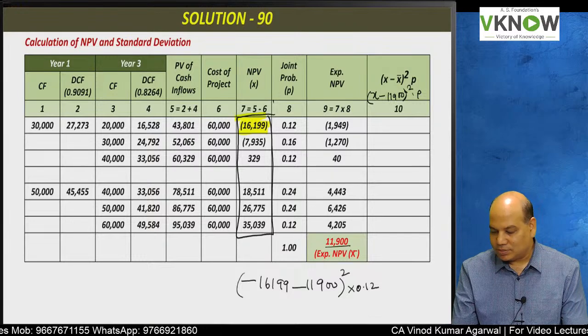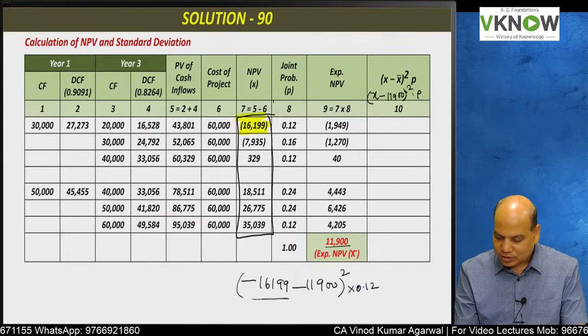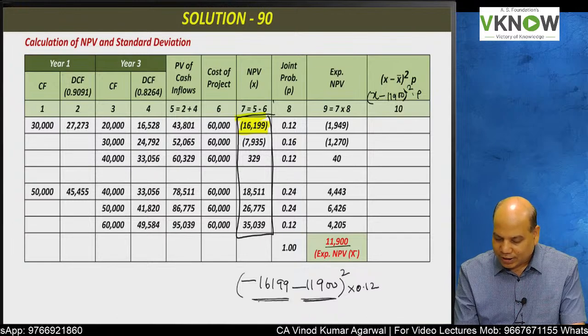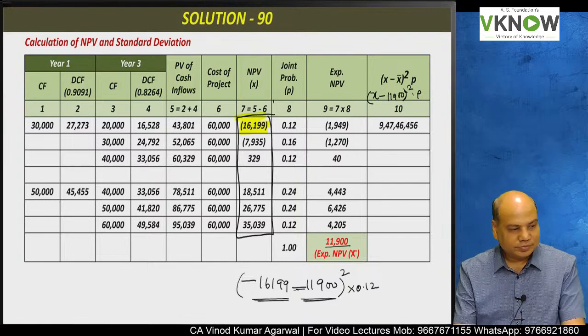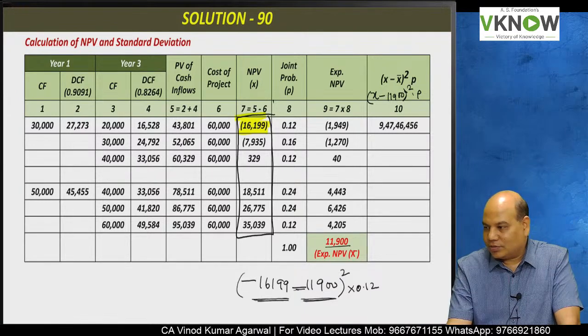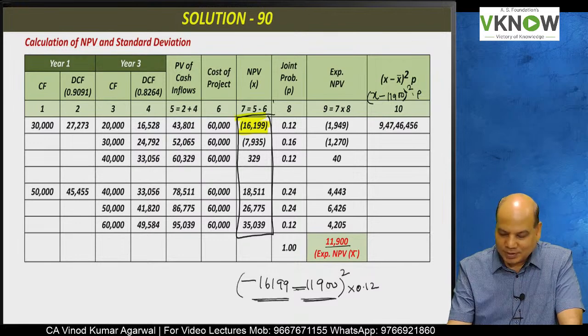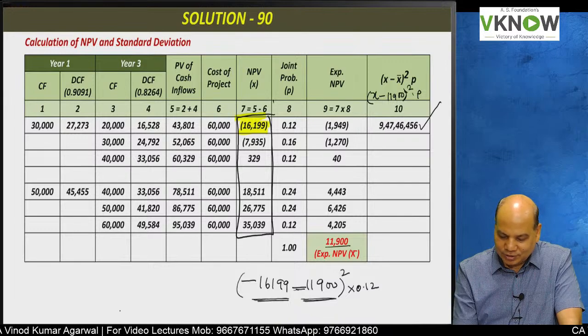Who is saying 6744? This is minus 16199. This is minus 11,900. So first you add these two numbers, both are minus. Then take square, then into 0.12. You will get a number like this, 94746,456. Are you getting that big number? Anybody for this number? Yes, very good.